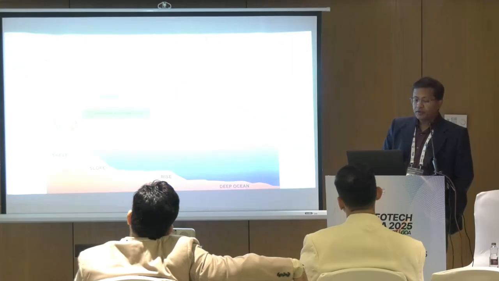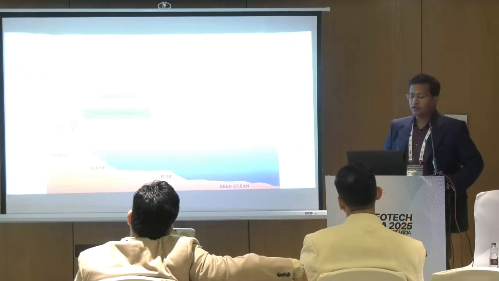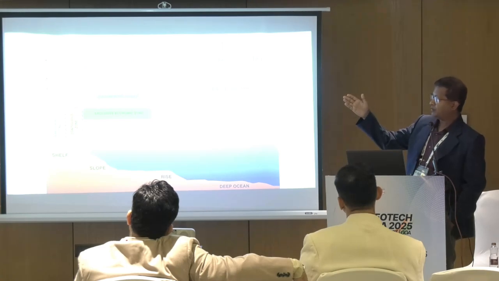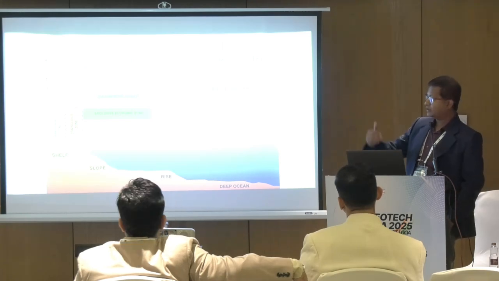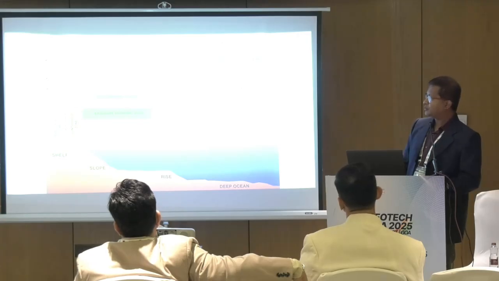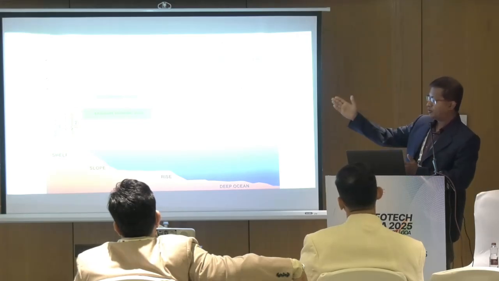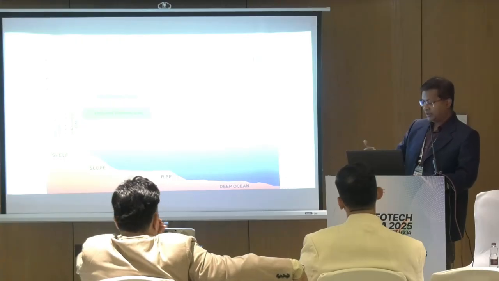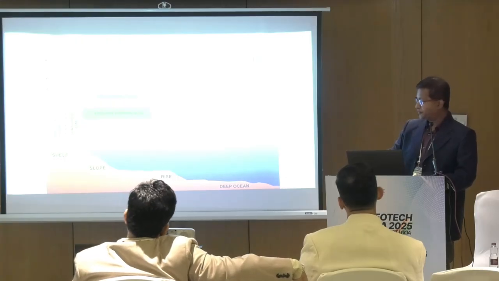So if you look at the continental shelf of India, on the west coast at Bombay High, the continental shelf is quite wide, but on the east coast it is very narrow, like 30 kilometers at Madras and Vizag. So the deep water is coming very early. It's very close to the coastline.